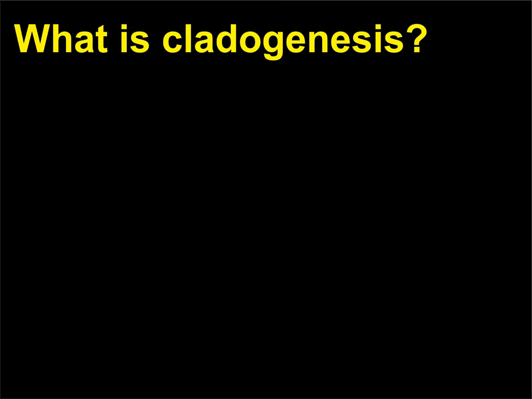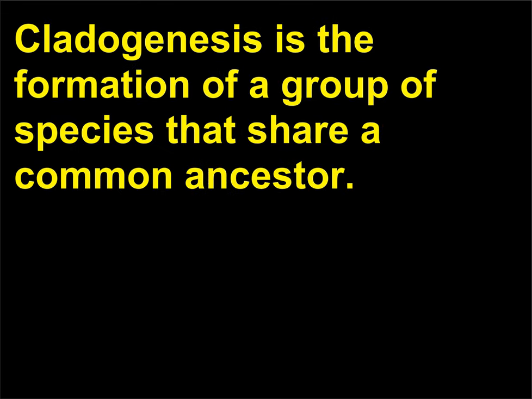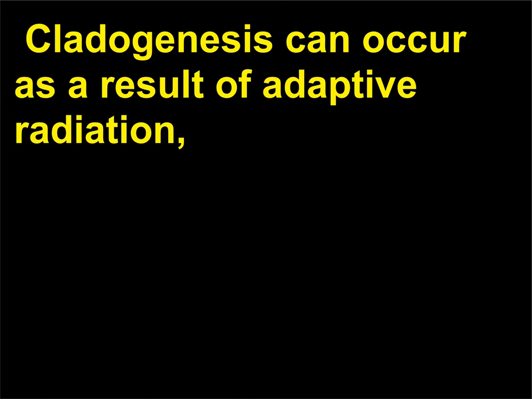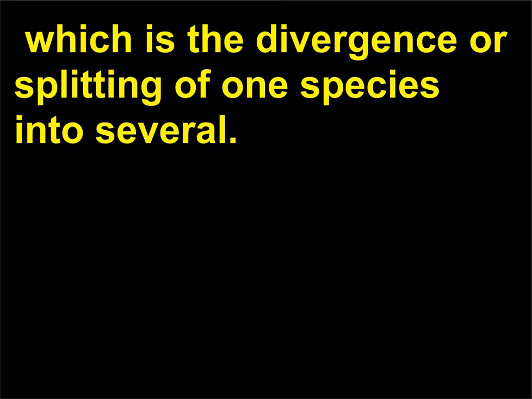What is cladogenesis? Cladogenesis is the formation of a group of species that share a common ancestor. Cladogenesis can occur as a result of adaptive radiation, which is the divergence or splitting of one species into several.